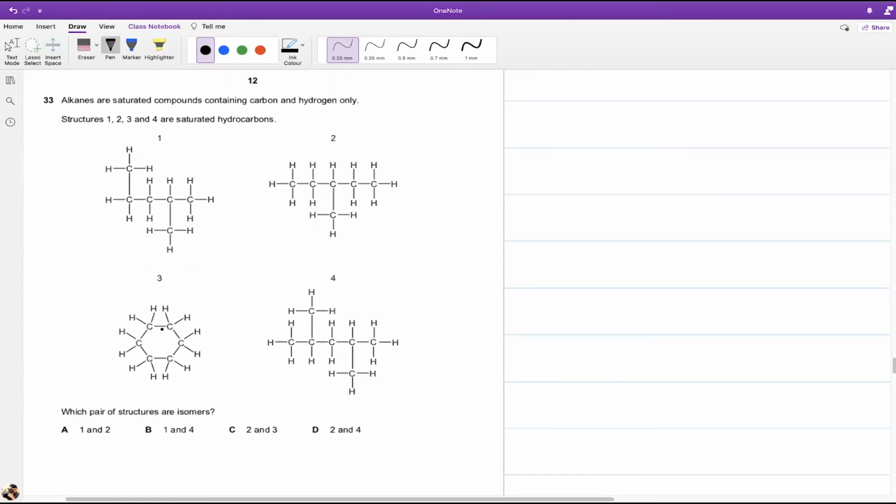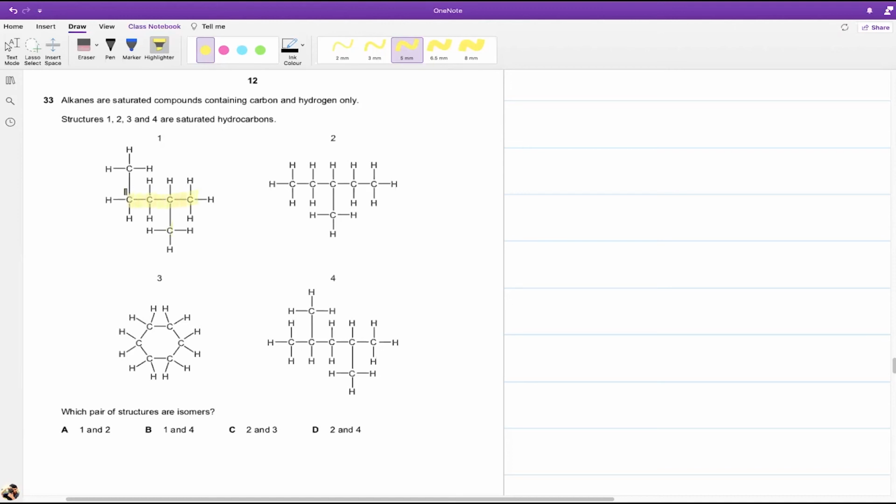Alkanes are saturated compounds. That means they have single bonds, carbon-carbon single bonds, and carbon and hydrogen only, hydrocarbons. Structures 1, 2, 3, and 4 are saturated hydrocarbons, which are isomers. For isomers, we have to look at how many carbons are in the long chain. So let's look at this.